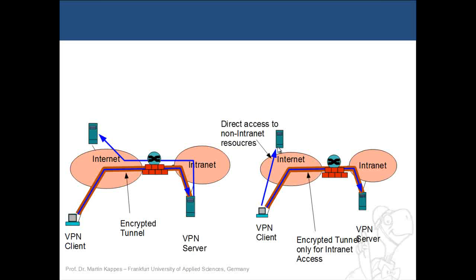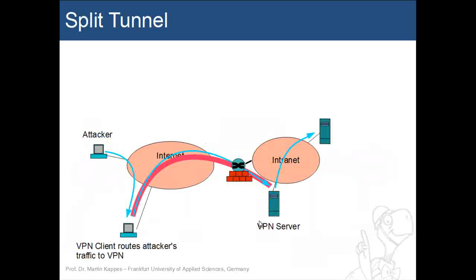Split tunneling comes with a grave security risk because the client that runs the VPN in this case has two logical interfaces, one which is directly connected to the internet and another logical interface that actually is connected to the VPN tunnel. And even though this is only a logical interface, routing between the two can be enabled. And if routing is enabled, then this is what can happen with split tunneling.